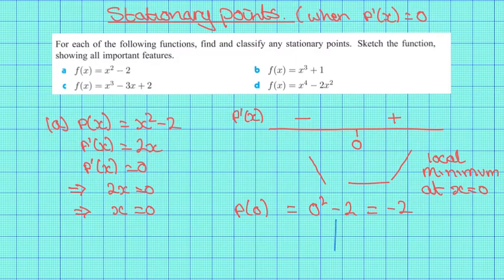So if we do a sketch here, we need to go down to minus 2, where the minimum is. So we know it's a quadratic. So there is a quick sketch showing that we have a local minimum at x equals 0 and the value is minus 2.